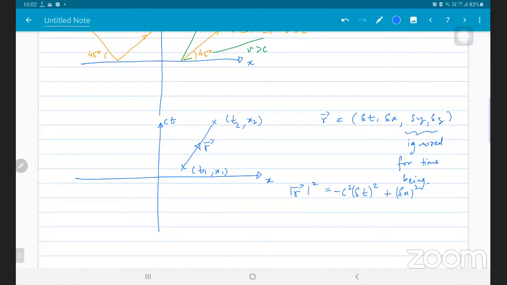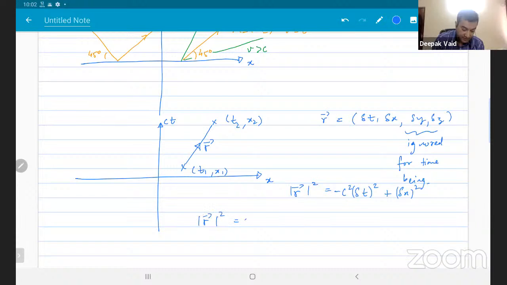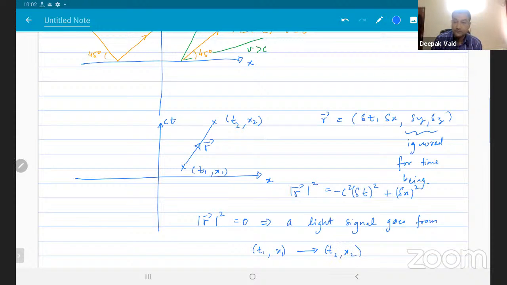Okay. Now let's say that r is equal to 0. This length squared is 0. What does that mean? This means that this is a signal of light. Right? This means that a light signal, or something traveling at the speed of light, goes from the first point, which is t1 comma x1, to the second point, which is t2 comma x2. Right?